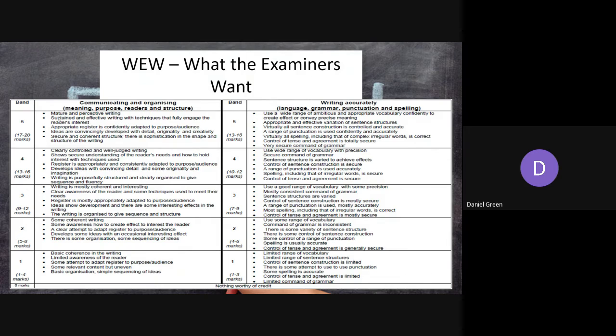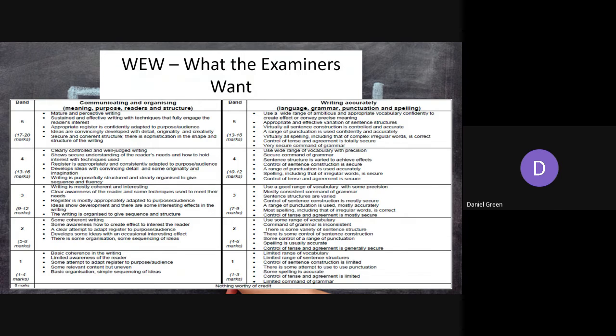So look what it says, mature and perceptive writing. Okay, so what that means is keep your head screwed on while you're writing this. Don't go off on a tangent. Don't jump all over the place. Make sure that you are coherent and you're mature with your response.